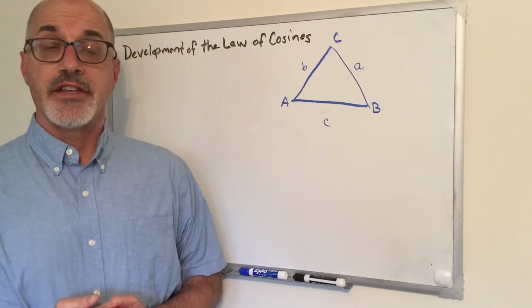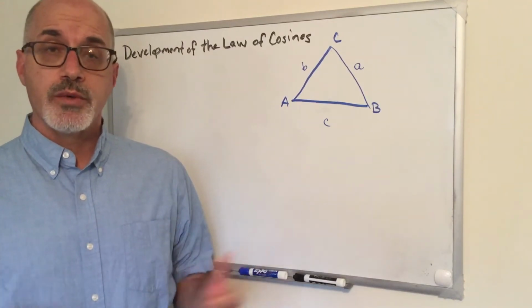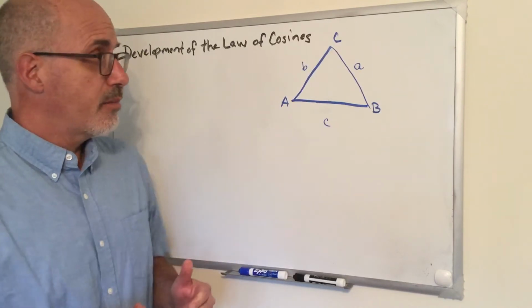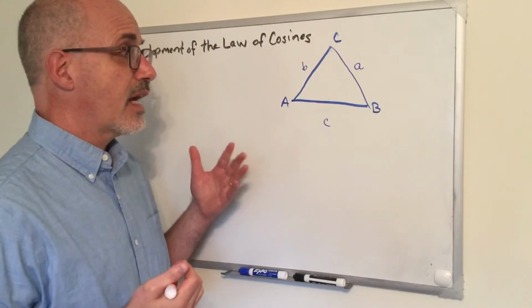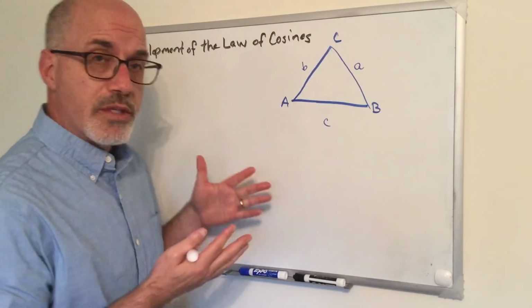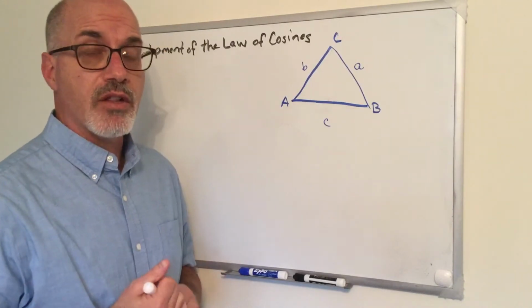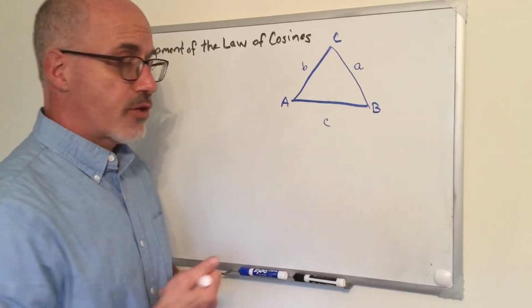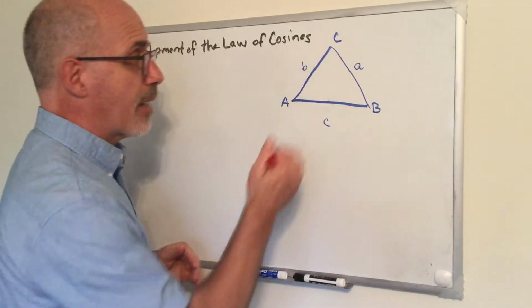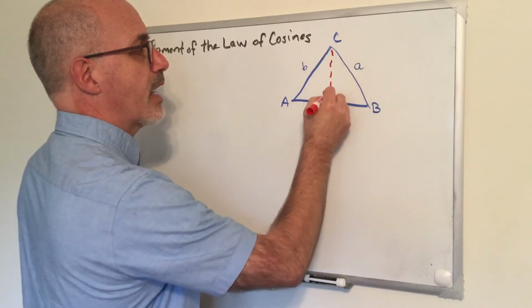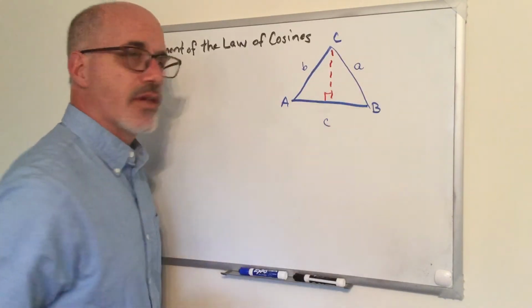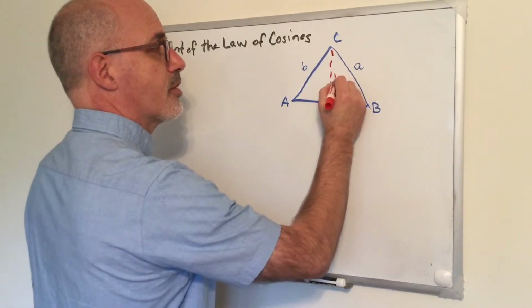This lesson is on the development of the law of cosines. So like we did before when we developed the law of sines, what we want to do is try to tie this triangle, which may or may not be a right triangle, into what we know about right triangles. So let's go ahead and I'm going to just draw a height here down to side C. So that perpendicular, I'm going to call that H.